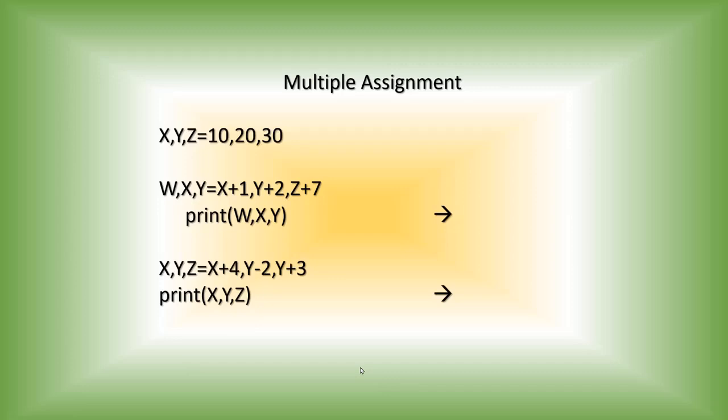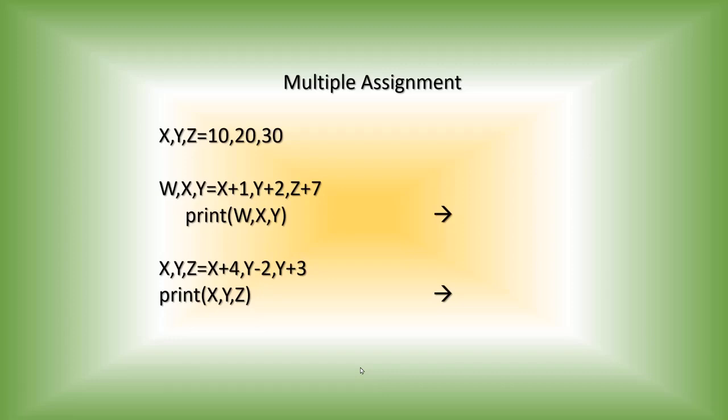Second example is W, X, Y, 3 variables on the left side. W, X, Y equal to X plus 1, Y plus 2, Z plus 7. So, here X is, in the previous sentence, I just wrote X is 10. So, 10 plus 1, 10 plus 1 is 11. 11 is given to the variable W. Y plus 2. Y is 20. 20 plus 2 is 22 to the variable X.